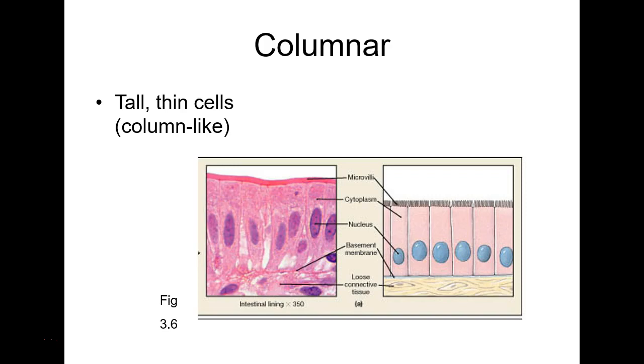Simple columnar, I generally try to find you a good cut like this, and they look like long columns. And why this happens, I don't know, but the nuclei tend to be closer to the basement membrane in a good cut. Not always, right? So I'll try to find you a really good cut that looks kind of like this. And here's your nice basement membrane. There's your connective tissue. Your blood vessels would be down there, by the way. This is the apical surfaces.